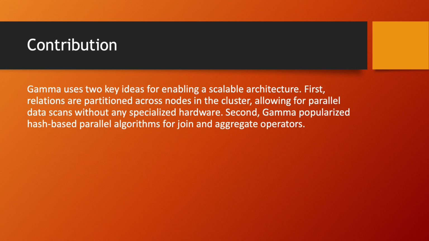Gamma uses two key ideas for enabling a scalable architecture. First, relations are partitioned across nodes in the cluster, allowing for parallel data scans without any specialized hardware. Second, Gamma popularized hash-based parallel algorithms for join and aggregate operators.